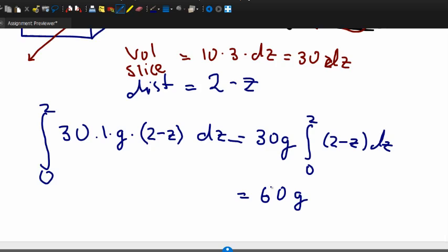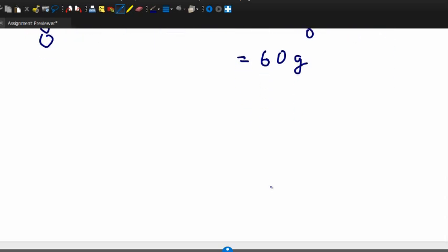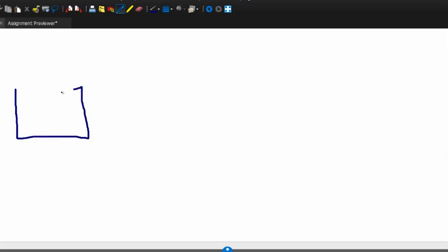Okay, alright. What about the second half of the problem? Remember, in the second half, we have water only up to half of the tank. So here is the tank. Remember, this edge was 10 meters, the width was 3 meters, and the height was 2 meters, right?